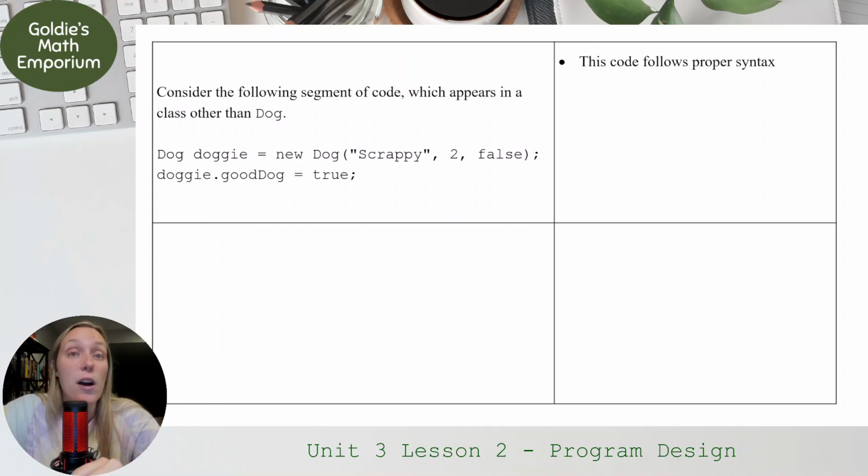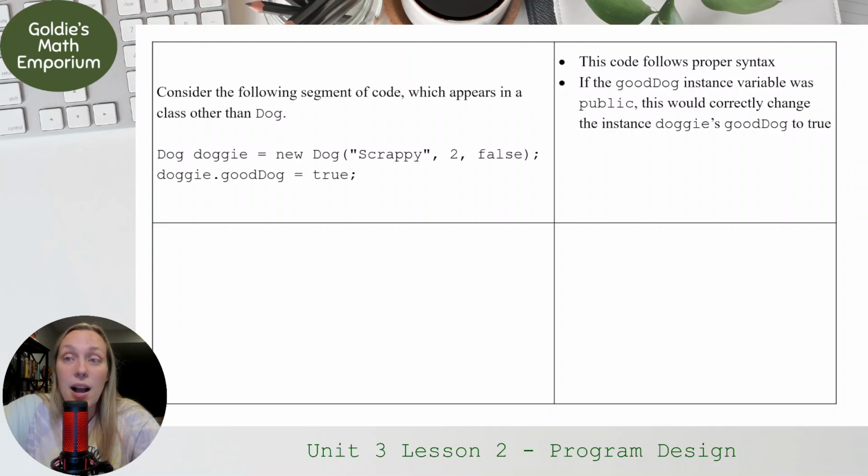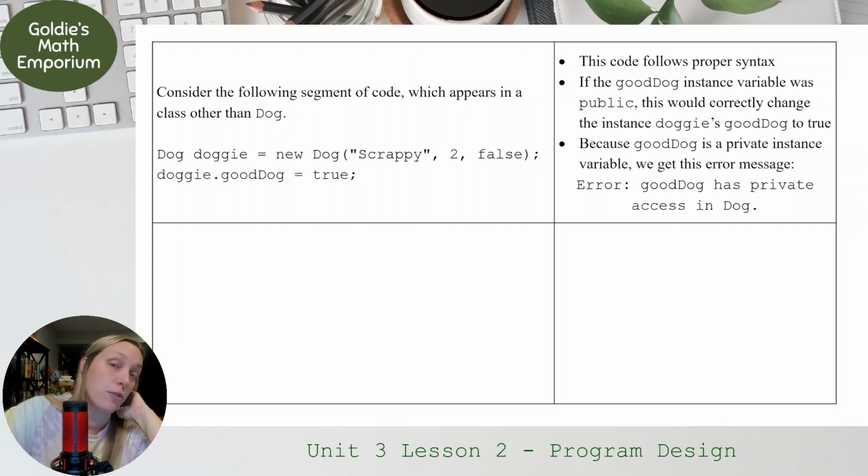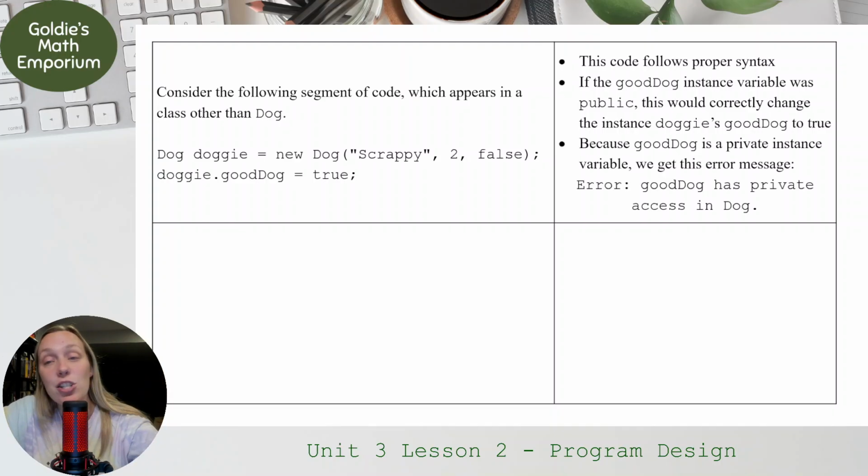This code does follow proper syntax. If the goodDog instance variable was public, this would actually correctly change doggy's goodDog to true. But because goodDog is a private instance variable, you're going to get this error message when you try to compile: goodDog has private access in Dog. So you won't be able to do that.